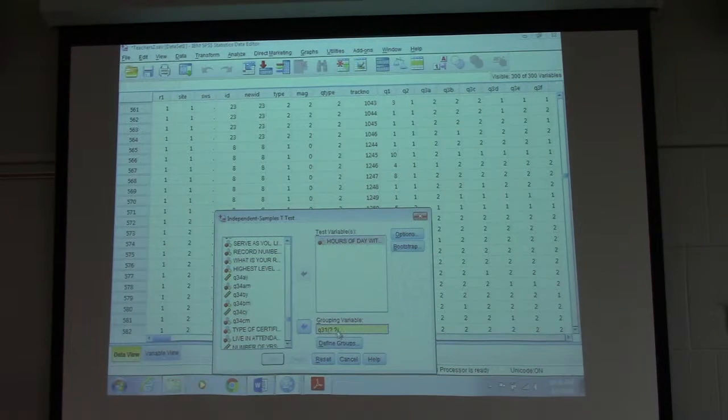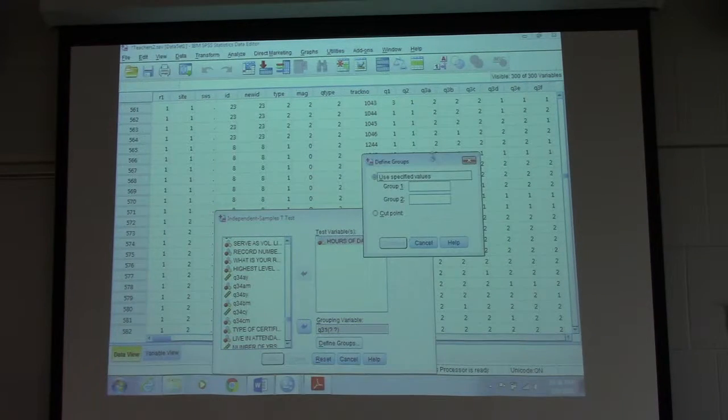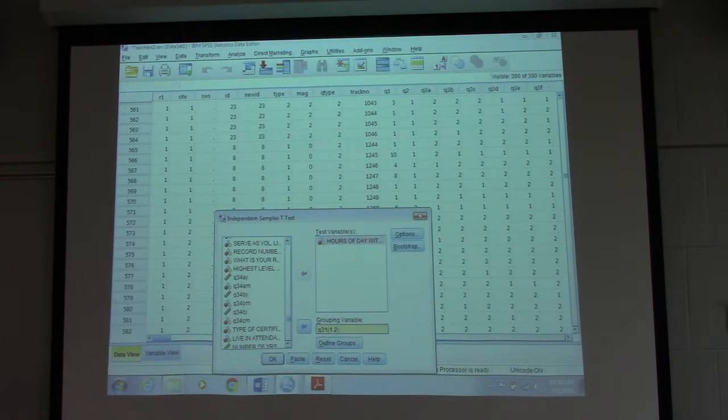And it's going to tell me to define those 2 groups. This is where I would need to go back and look at the value labels. I know that gender in this database is coded as 1 or 2 for male and female, so I'm just going to enter 1 and 2 there, and I'm going to do OK.